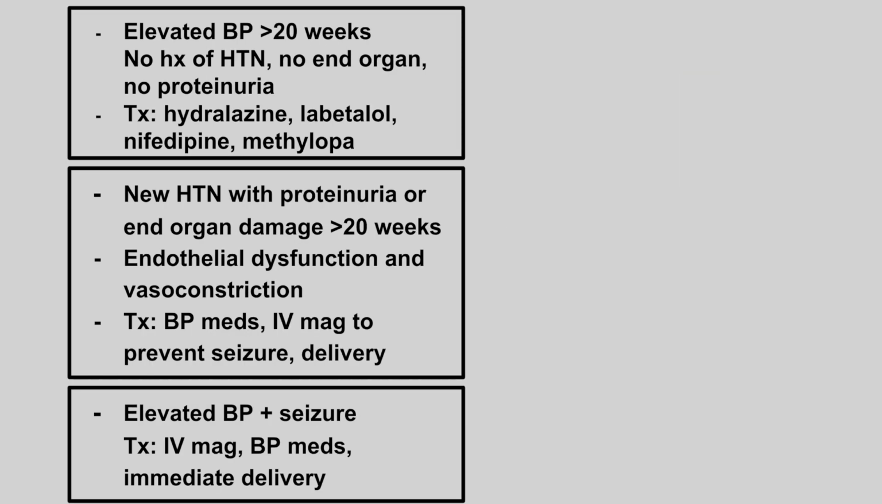Okay, next we have some blood pressure conditions now. So the first one is elevated blood pressure over 20 weeks, no history of hypertension, no end organ damage, no proteinuria. And we usually treat this with hydralazine, labetalol, nifedipine, or methyldopa. So this is gestational hypertension.